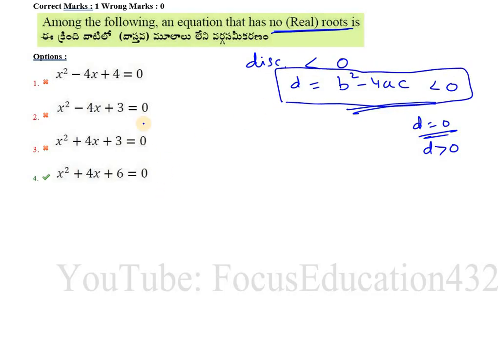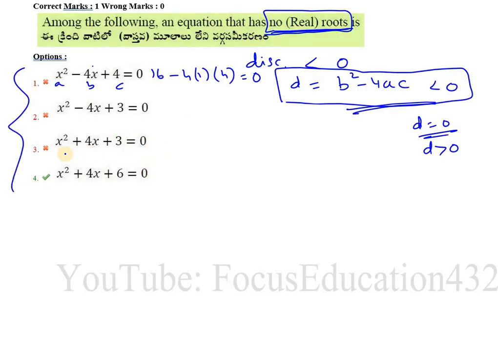Which one is this one? So this is a, this is b and this is c. So b square minus 4ac. What will you get? Minus 4 square, 16, minus 4, a is 1, c is 4. So what will you get here? 16 minus 16, 0. So this is not no real roots, because here we have equal to 0, which means 2 equal roots. But what do we need? We are searching for no real roots. D should be less than 0.